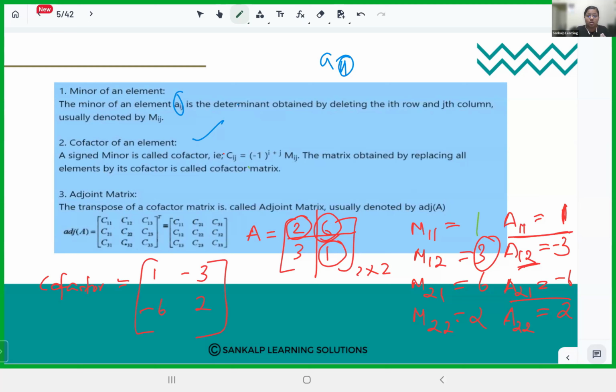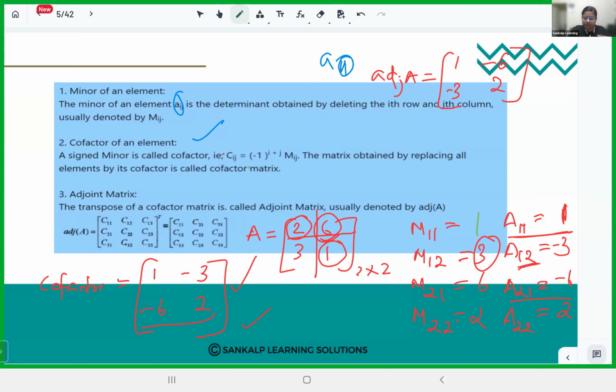And now what do you mean by the concept adjoint? Adjoint is nothing but the transpose of the cofactor matrix. It is the transpose of the cofactor matrix. So how will you write the transpose of the matrix? Change the row into column, right? So adj A is equal to, how will you find out adj A? You have to find out the transpose of this particular matrix, which means you have to write this row as column: 1, minus 3. Now this other row, minus 6, 2, should be written as a column, right? So this is known as the adjoint of a matrix.